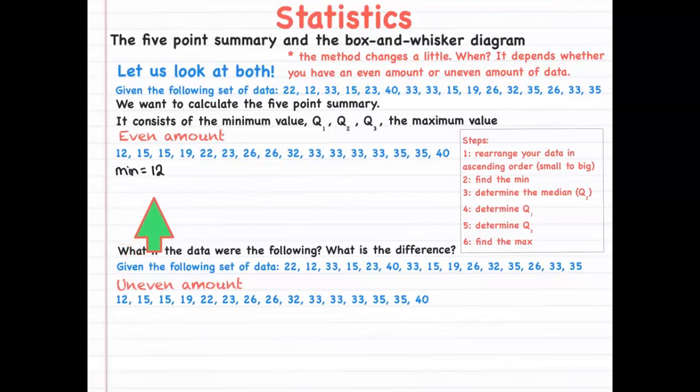Now we have to go and calculate Q2, which is our median. Okay, because we want to know where is the middle of this data set. Now, please remember, and here's the part that changes. When we have an even amount of data, now we know there's 1, 2, 3, 4, 5, 6, 7, 8, 9, 10, 11, 12, 13, 14, 15, 16 numbers here, okay? That's an even amount. Now, when we calculate the middle of an even amount, there will be two numbers in the middle.